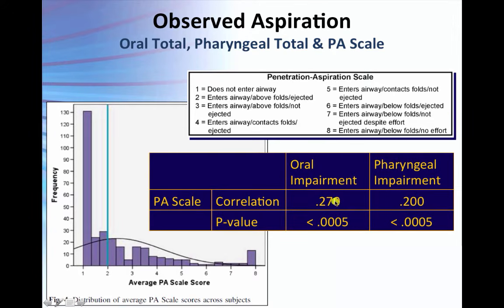But if you look at this number here, this is a correlation, and if you square this, you get the variation explained in oral impairment by the PA scale, and it's about 5%. The variability explained in pharyngeal impairment by the PA scale is about 4%. The point here is there are many dysphagic patients who don't penetrate and aspirate, who still need your services. So penetration aspiration isn't what we treat, the physiologic impairment.